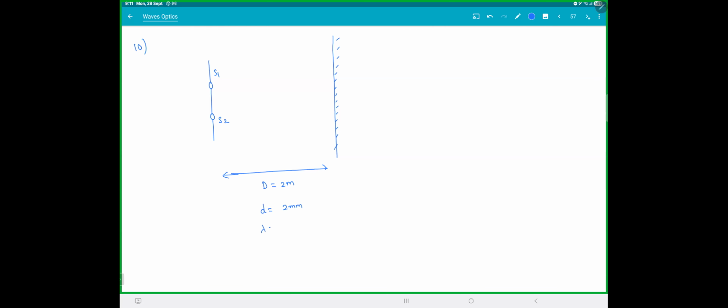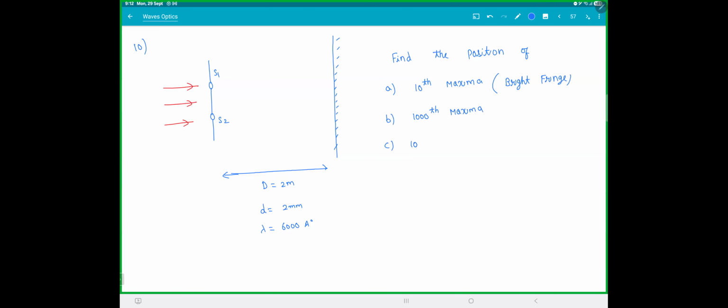d is 2 millimeters. Lambda is 6,000 angstroms. Find the position of tenth maxima or 10th bright fringe. Thousandth maxima. 10,000th maxima.